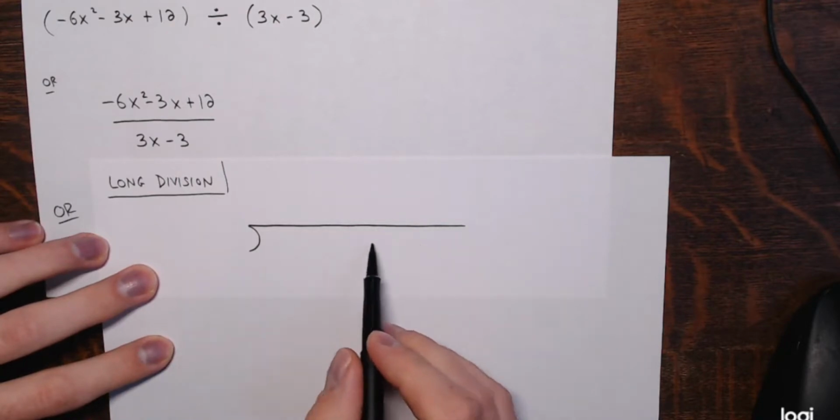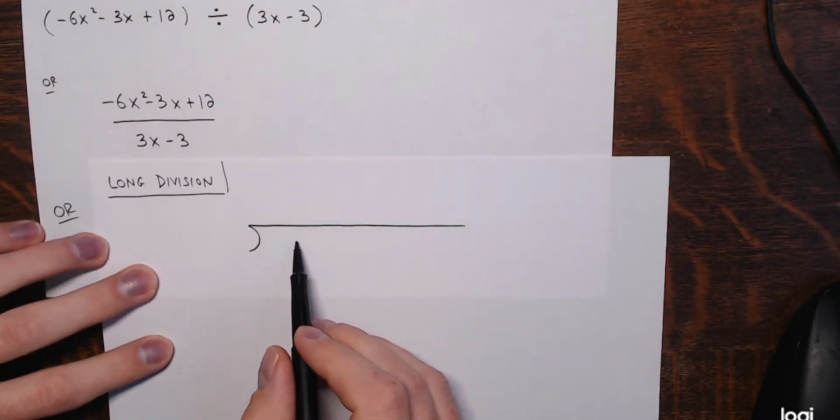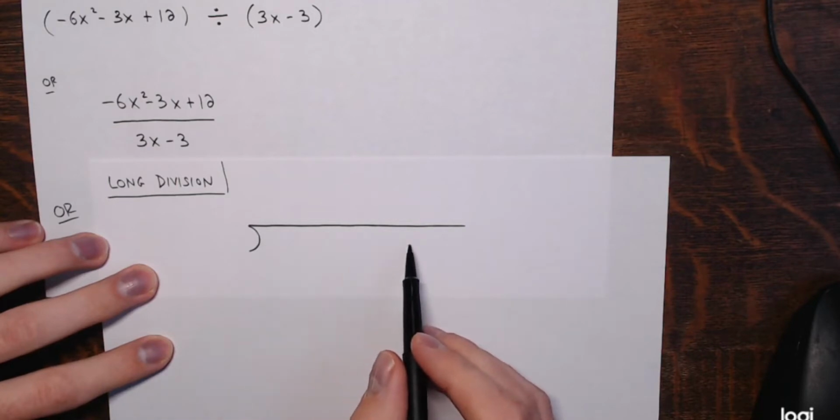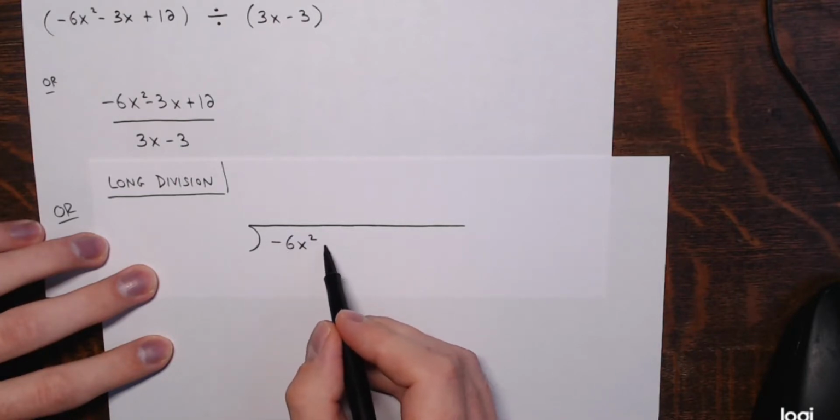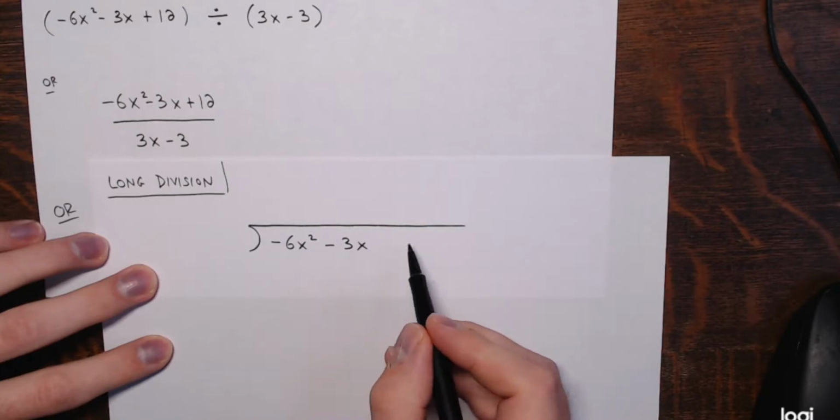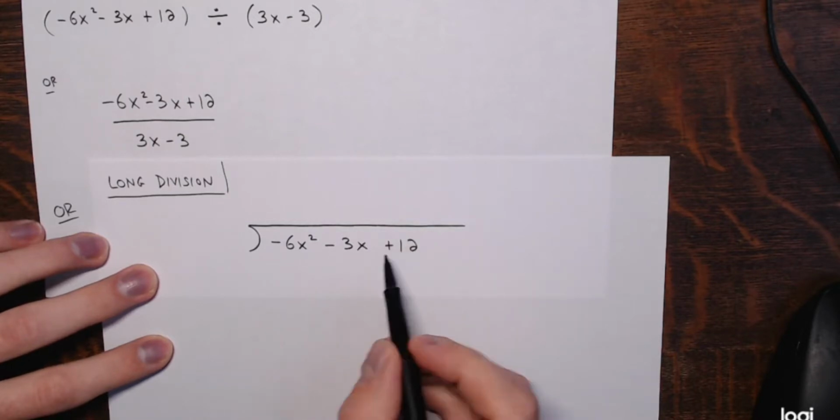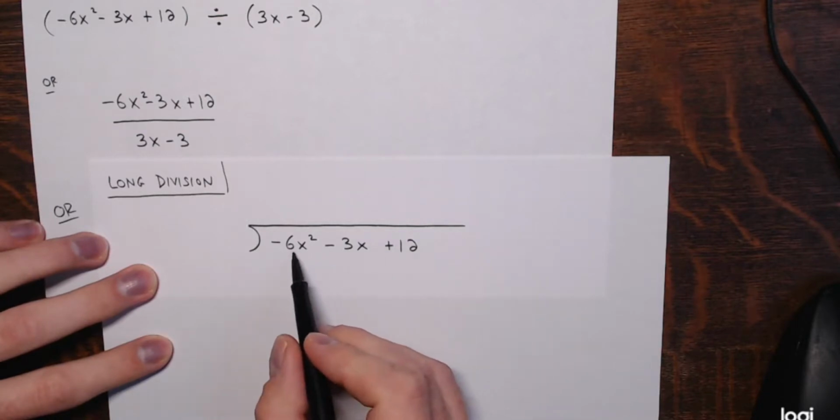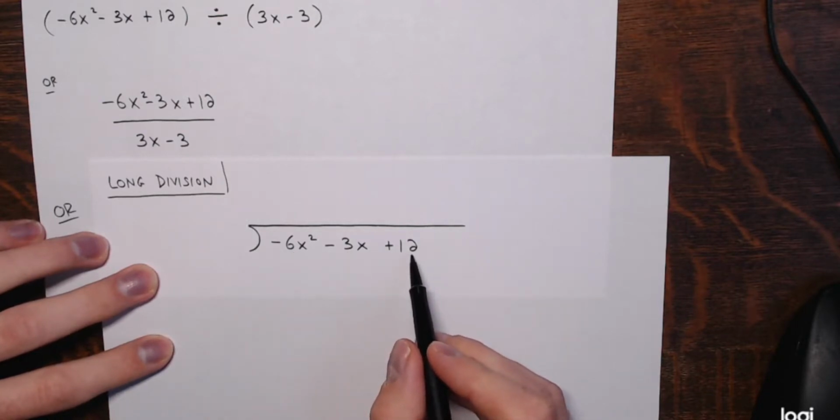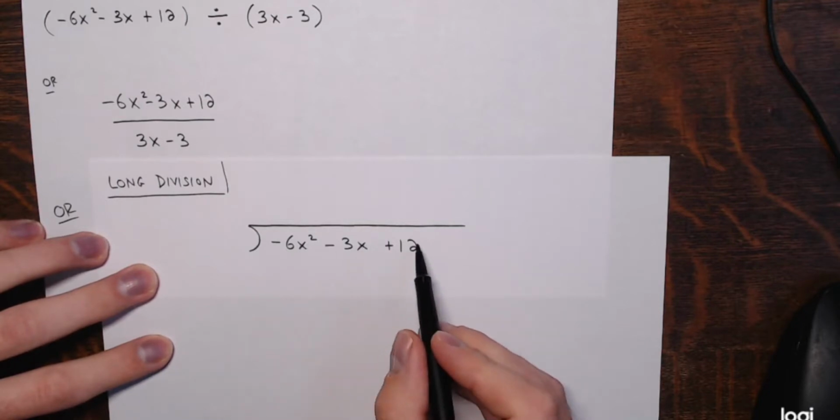Underneath the symbol, to the right side of the parenthesis symbol there, you put the dividend in descending order. So negative 6x squared minus 3x and then plus 12, right? So here you put the dividend polynomial, the numerator polynomial, in descending order, right? Second power, first power, zero power.